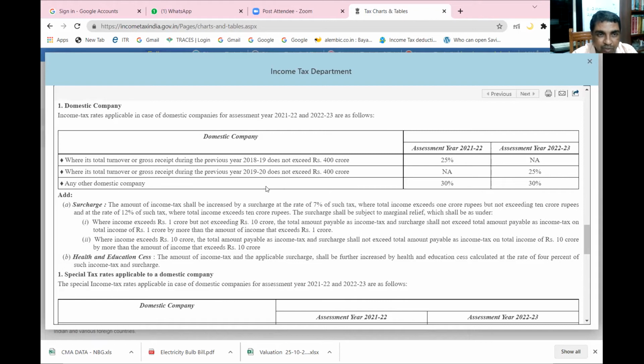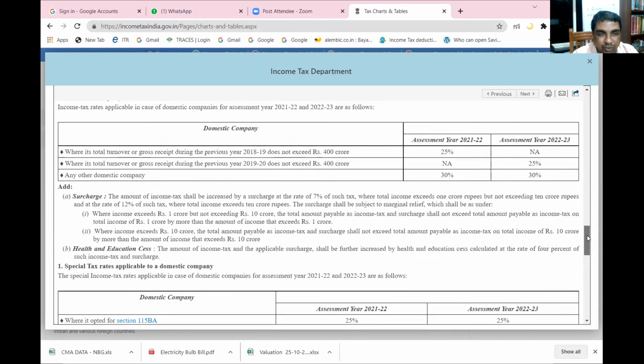Understood? And you have to see which year, previous year 2018-19. The 2018-19 turnover you have to see to decide the tax rate of 21-22. What is the tax rate applicable for 21-22? It might be 25% or 30%, but it depends upon the turnover of which previous year, 2018-19.